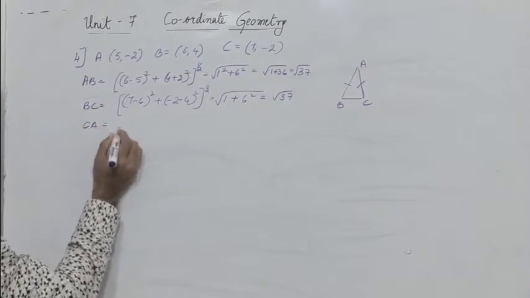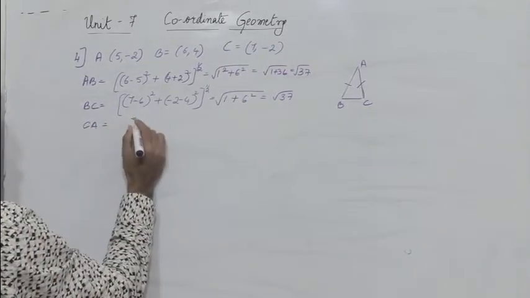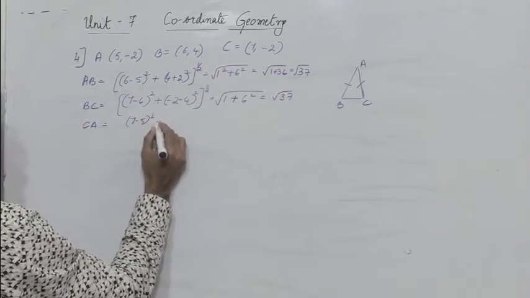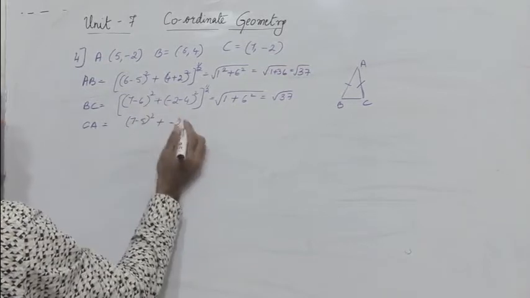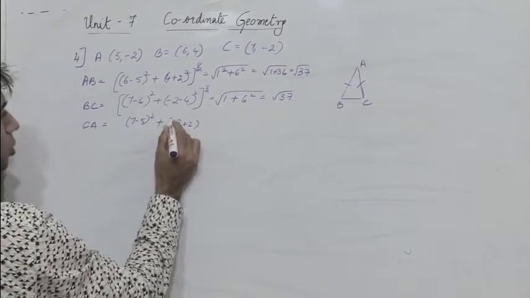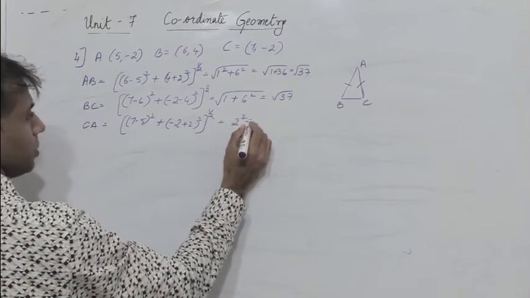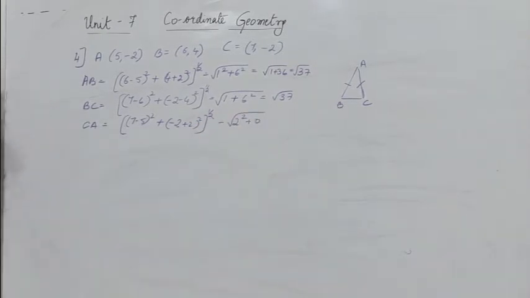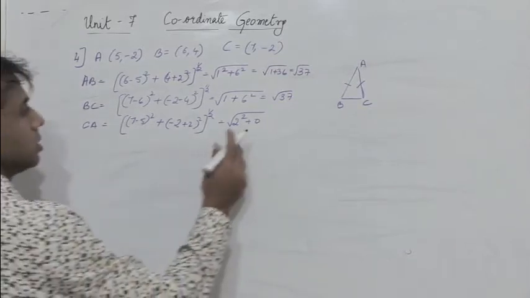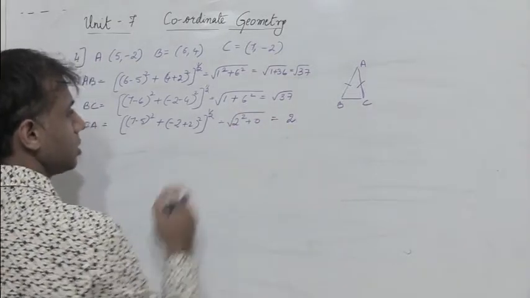Next, CA. So (7 minus 5) the whole square plus (minus 2 minus of minus 2, which is plus 2) the whole square, the whole root. So we get 2 square plus 0. So 2 square plus 0 is nothing but 2.